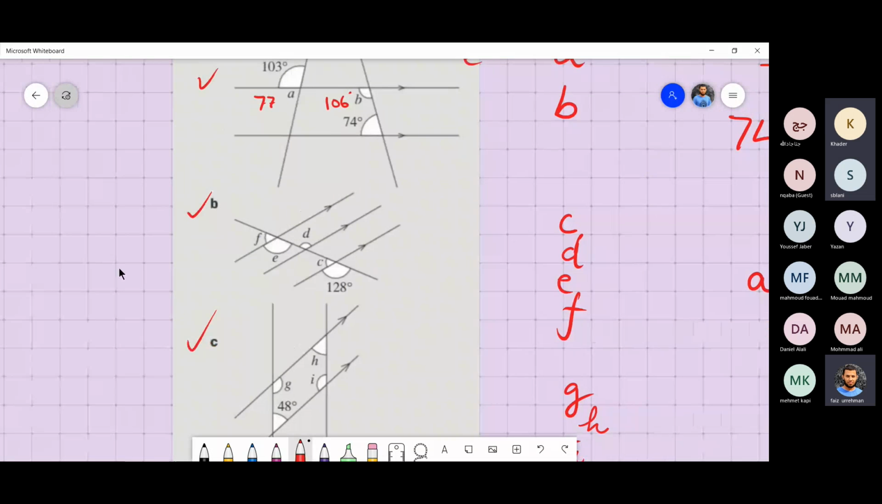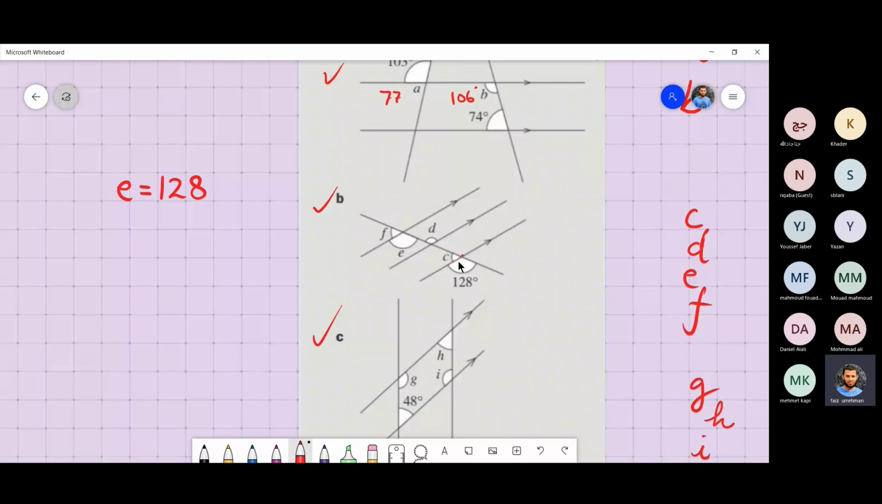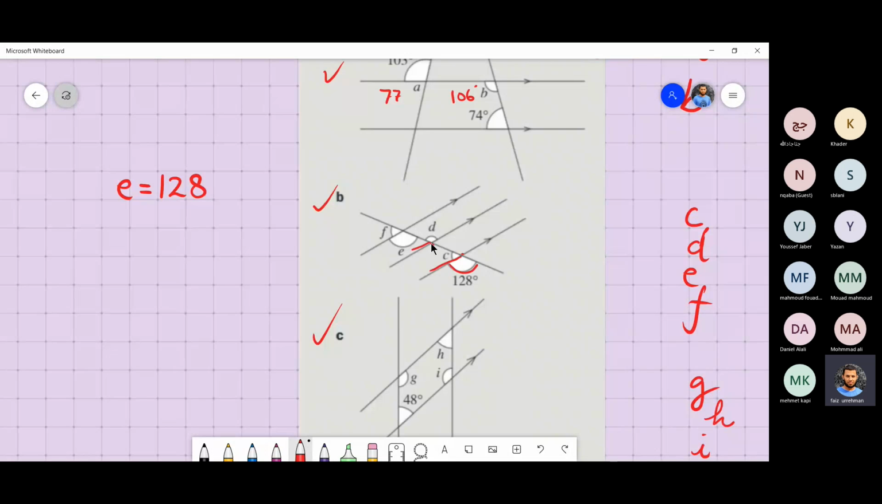So which angle can we find first? E is the easiest, by corresponding. E by corresponding. Because this is a line, and below the line this angle is formed. Below the line, this is formed. So all these 3 will be equal by which property? Corresponding.